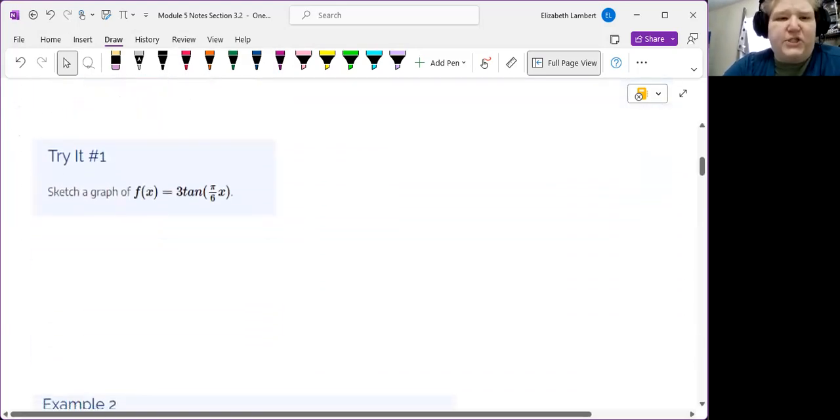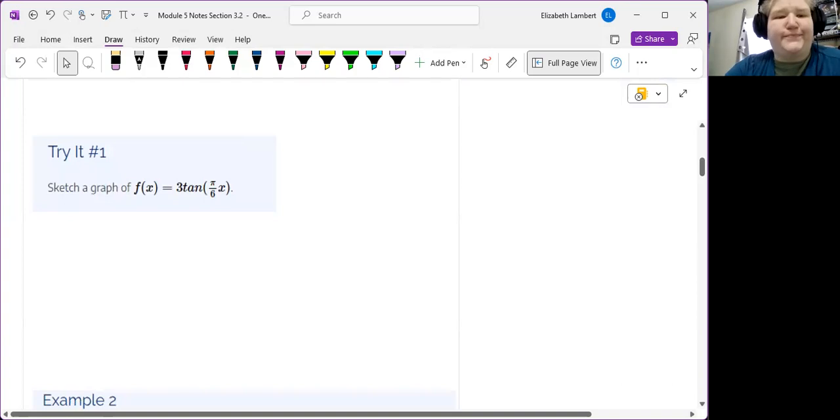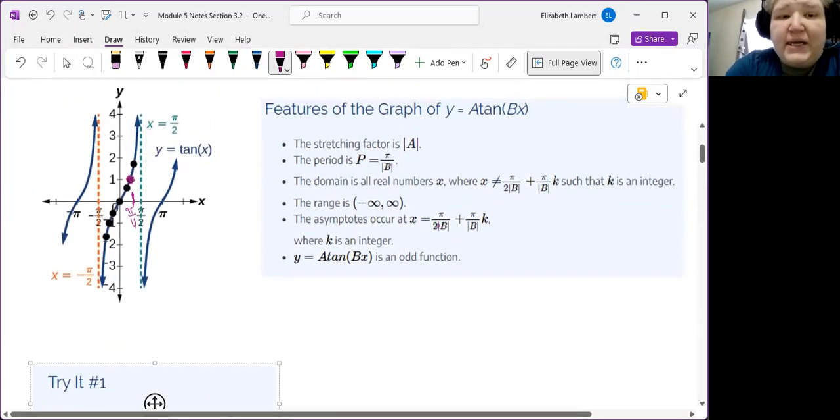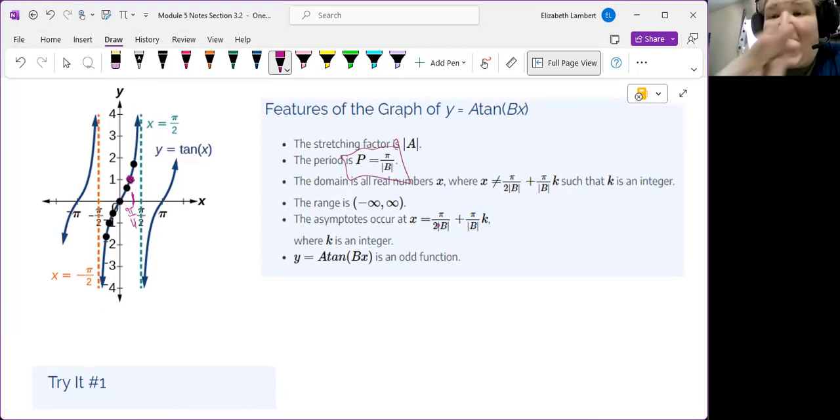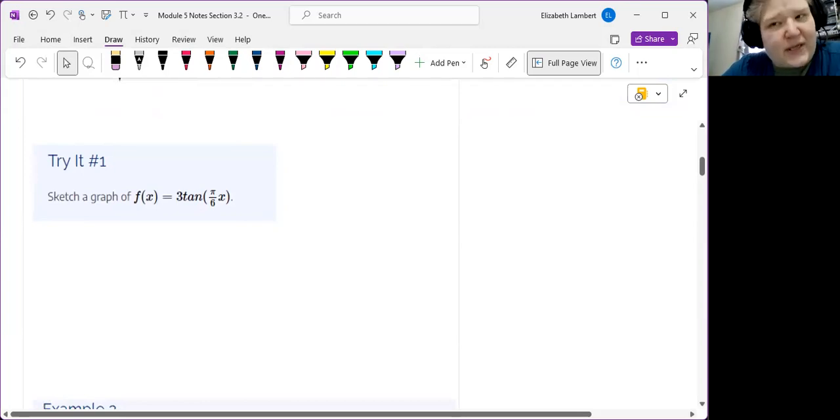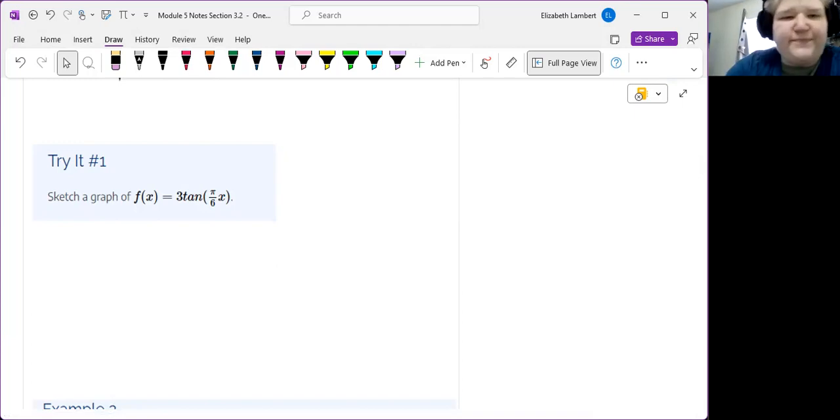All right, so here we have sketch a graph of blah. Yay. So we have 3 tangent of pi over 6x. So the same way we worked with sine and cosine, except the period of tangent, if you look up here, is only pi. So our period is pi over b instead of 2 pi over b. But still the over b part. You just got to remember that tangent and thus cotangent have half the period of the other guys. And that's just because of the way they repeat.